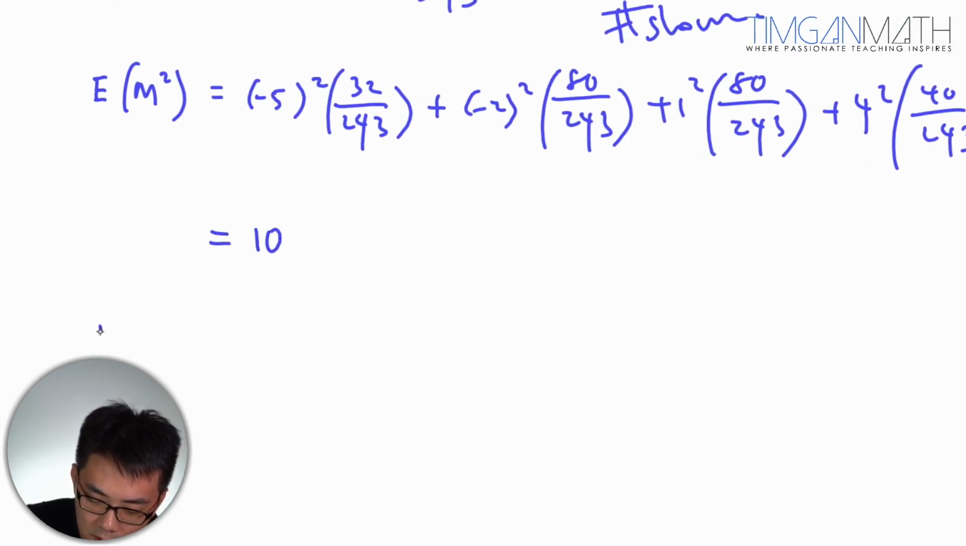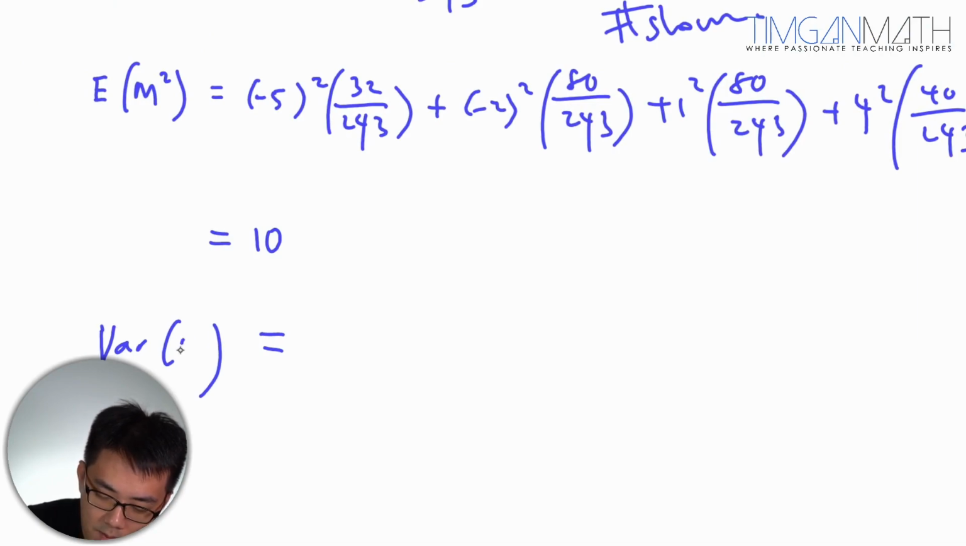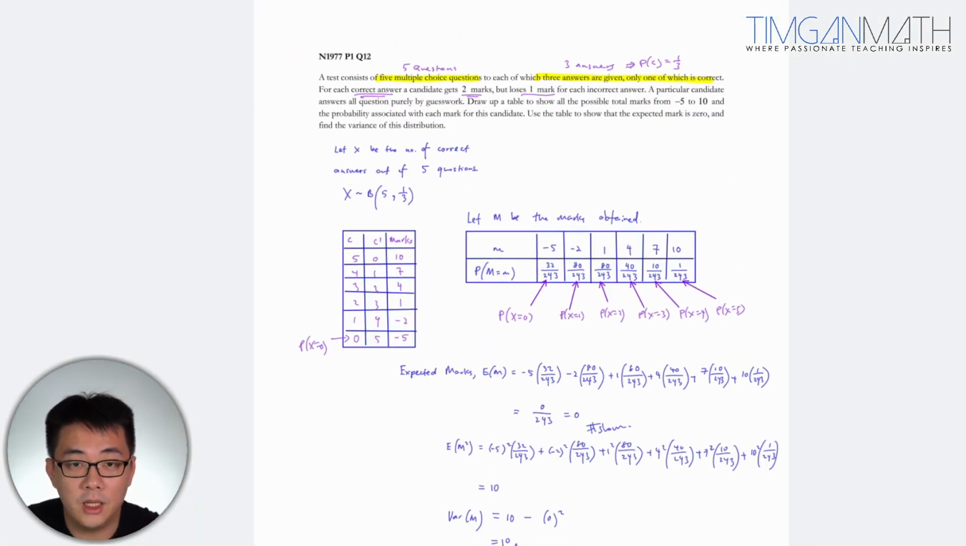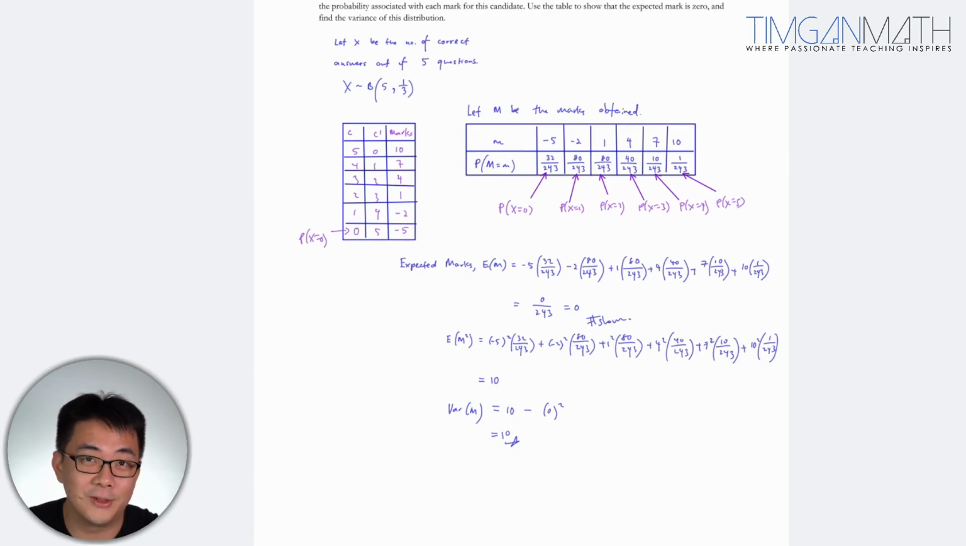So the variance of M will be 10 minus 0 squared. So that's how we do this question here proficiently. Any questions or comments, please do let us know. Keep practicing and I'll see you in the next question.